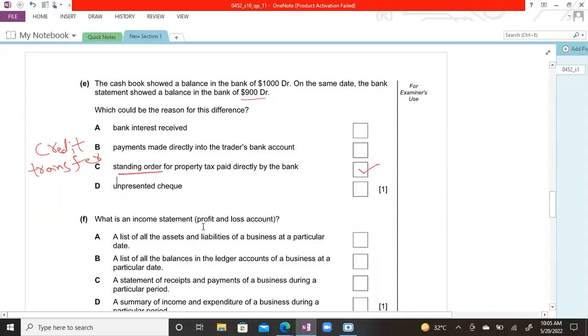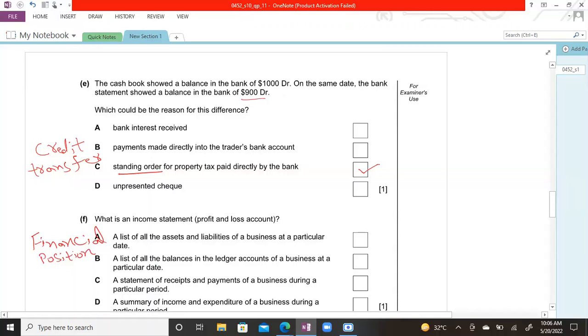Next is, what is an income statement? Profit and loss account. So, it's a simple question. Option A says a list of all the assets and liabilities of a business. So then it is a financial position, also called the balance sheet. So the first cannot be the answer. This is the definition of a financial position: a list of all the assets and liabilities.